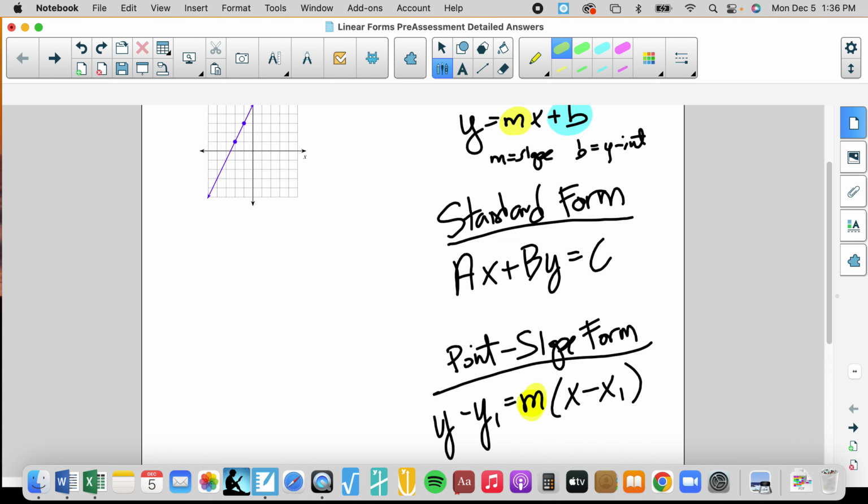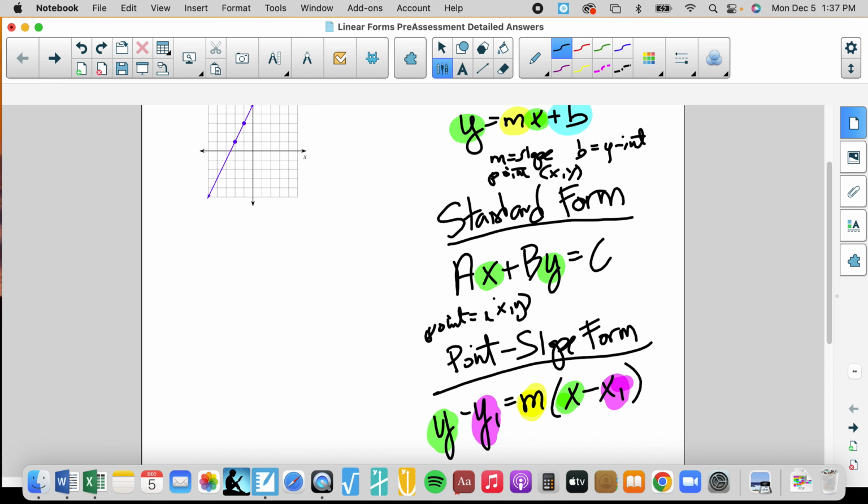That m is the slope, and in this case, x and y are points. That's a point. This x and y are points. And here's the trick question on this one: x sub 1 and y sub 1 are also a point. In standard form, there's no other information other than x and y. In this one, x comma y is a point.